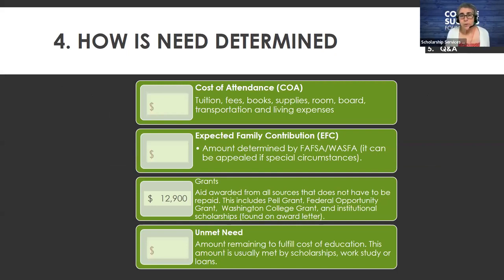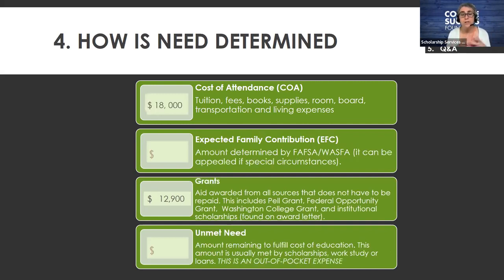Okay, so here we want to present to you a real life scenario to put everything that we just explained to you into practice, hopefully. This is a dependent student attending a two-year college. The student receives an award letter showing that they're receiving $12,900 in grants. It seems like a nice amount of money.